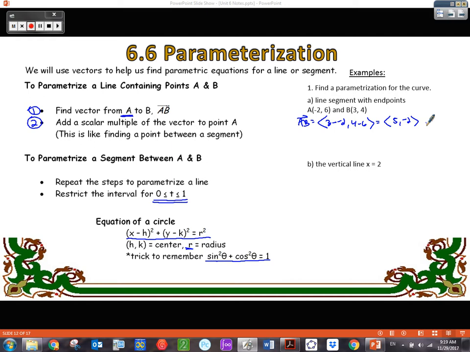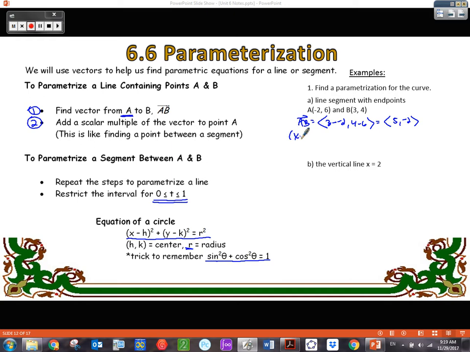Step 2 is we're going to add a scalar multiple of the vector to point A. Basically what that's saying is we need a point on the line. We would find a point on the line and we would add it to the vector. And what I'm encouraging you to do is to make the point that you add A. Make it the first point.